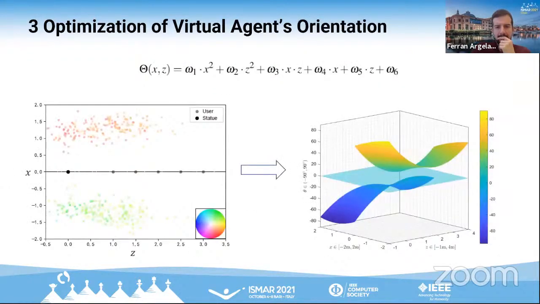After optimizing the virtual agent's position, we move on to optimize the virtual agent's orientation. The optimal orientation is also determined by fitting data from our preliminary user study. In the left figure, the corresponding orientation for each virtual agent position is represented using a color wheel. Here, we formulate a polynomial function theta with respect to the virtual agent's position xz to fit the orientation data. In the fitting function, omega 1 to 6 are constant coefficients for the polynomial. After fitting, we can visualize this orientation fitting function for the user's left and right-hand sides respectively, as is shown in the right figure.